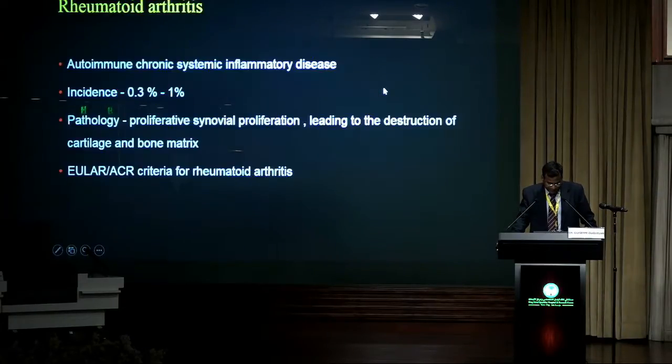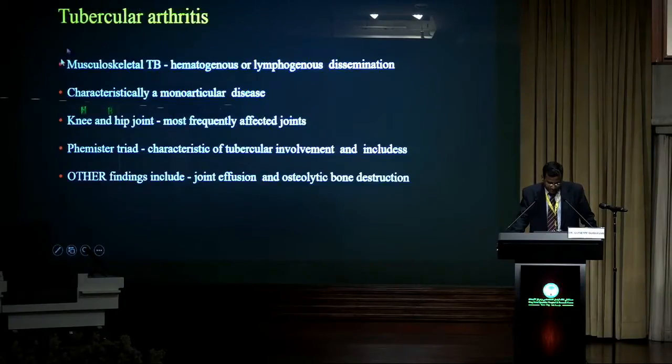Coming to the discussion, we know that rheumatoid arthritis is an autoimmune chronic systemic inflammatory disease. In the pathology, there is synovial proliferation leading to destruction of cartilage and the matrix. There are always EULAR and ACR criteria to diagnose rheumatoid arthritis. Tubercular arthritis is usually spread hematogenously. It is characteristically a monoarticular disease, most commonly involving the knee and hip.